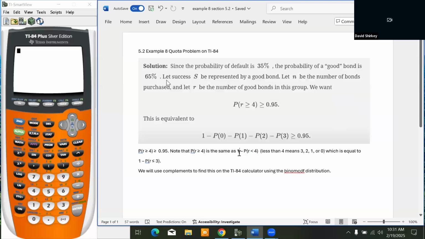So 1 minus the probability that R is less than 4 is going to be 1 minus the probability that R is less than or equal to 3. And that takes us to where we can use the binomial CDF function on your graphing calculator. And of course, in the box here in your textbook, they show you that that's 1 minus probability of 0 minus probability of 1 minus probability of 2 minus probability of 3 is greater than or equal to 0.95.